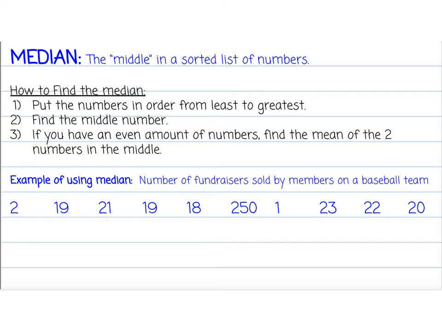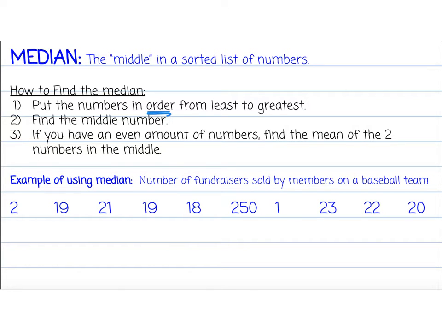Okay, the next one is the median, or the middle in a sorted list of numbers. When I hear median, I think of the median on the road or the highway. That's like the middle divider. So we're looking for the middle number. How do we find it? First, you put them in order from least to greatest. That is very important. And then you find the middle number.